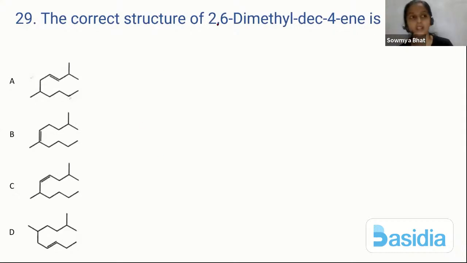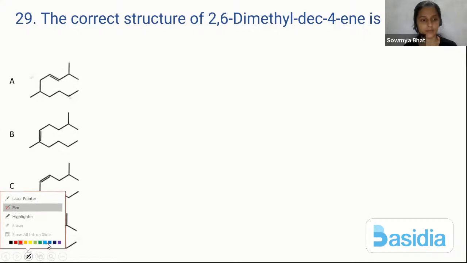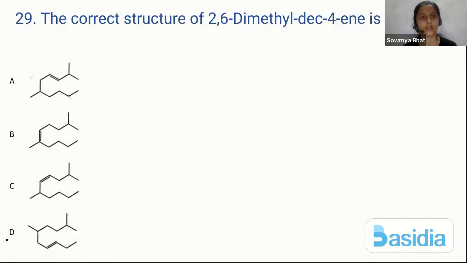So we have the next question. The correct structure of 2,6-dimethyl dec-4-ene. So basically there should be 10 carbon atoms. Is there any answer? Oh, we already went through it. Okay. The next one, the correct structure of 2,6-dimethyl dec-4-ene.